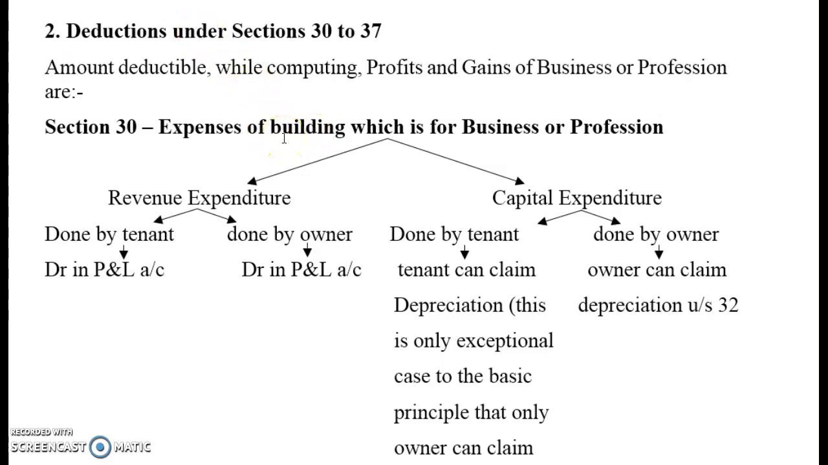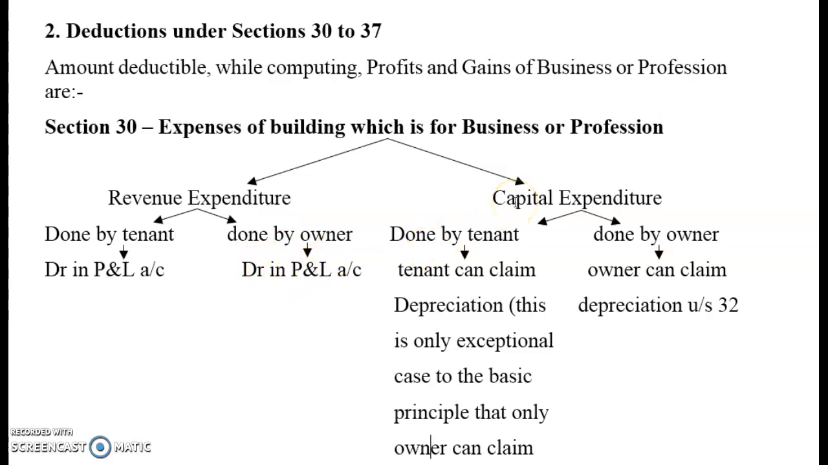Okay, we have to ascertain the nature of the expense, whether it is revenue expenditure or capital expenditure. Since you all are commerce students, I know you know which expenditure we should treat as revenue and which to treat as capital. So for revenue expenditure, if it is incurred by a tenant, it will be debited in the P&L account. If it is done by the owner, then also it is allowed to be debited in the P&L account.